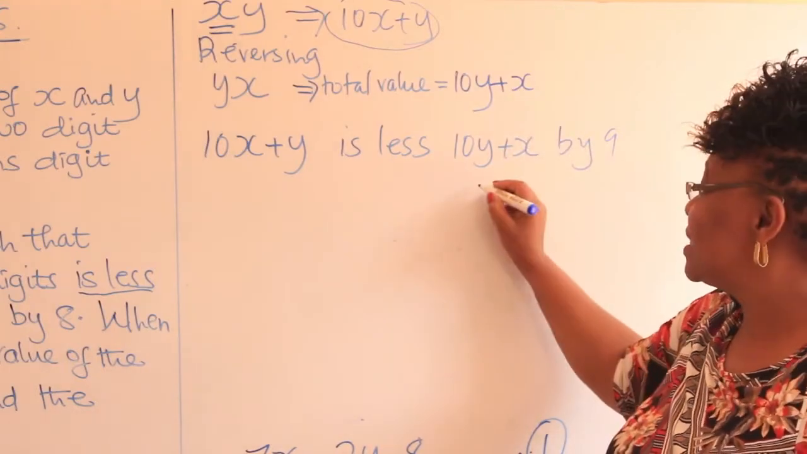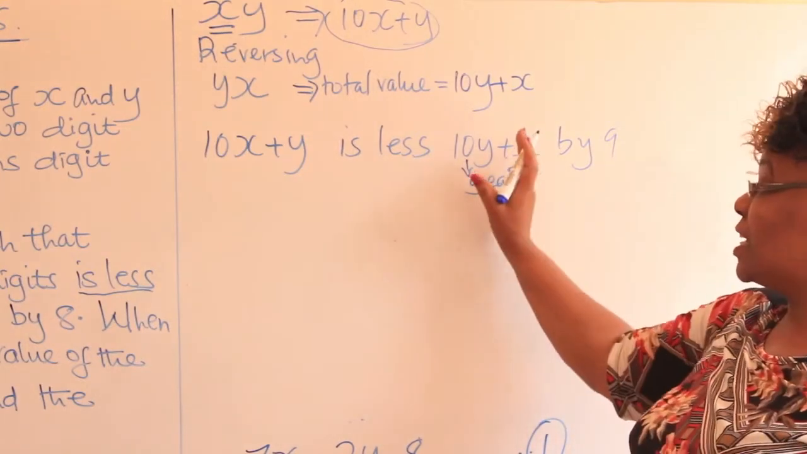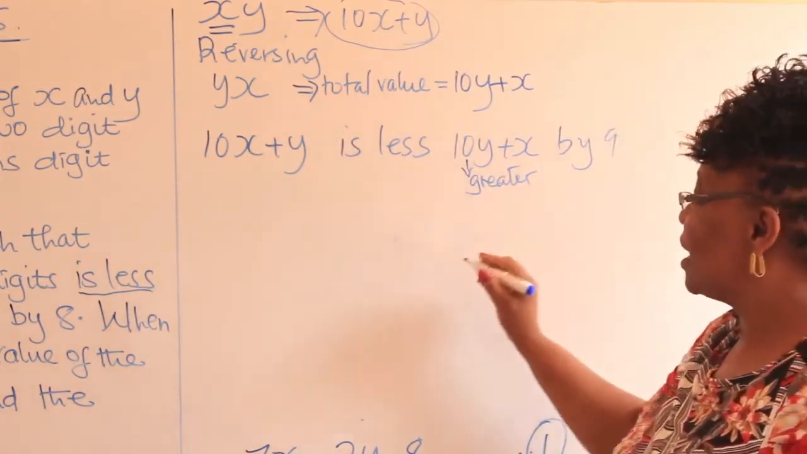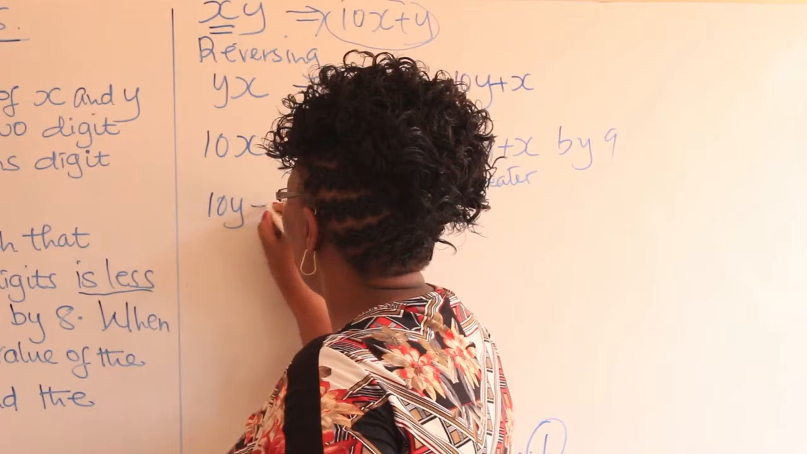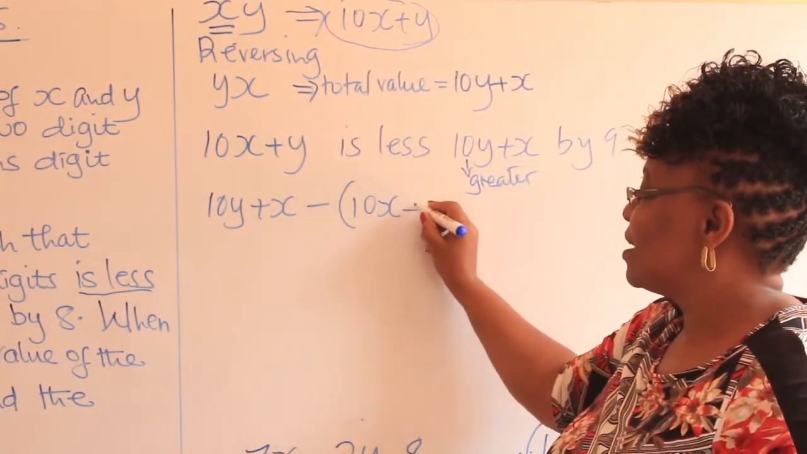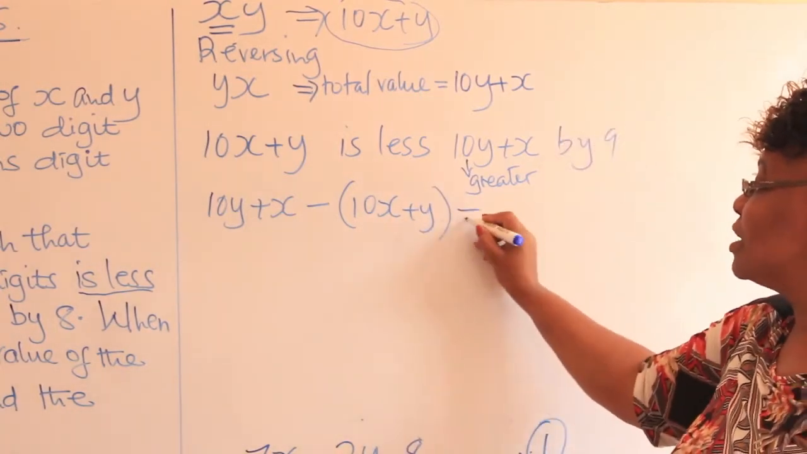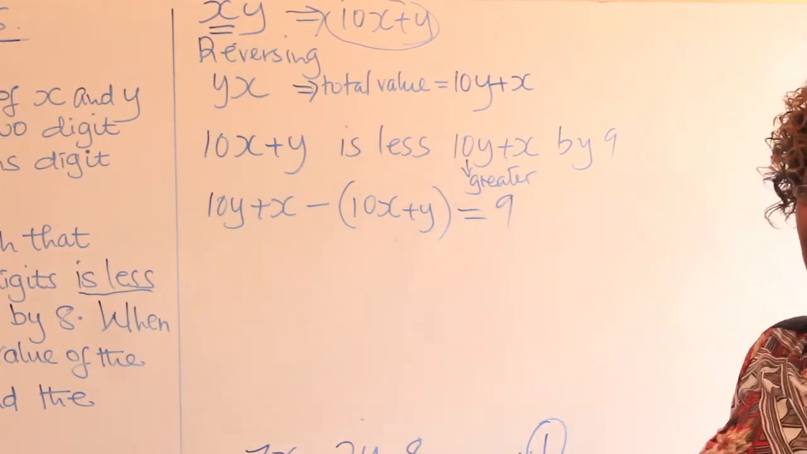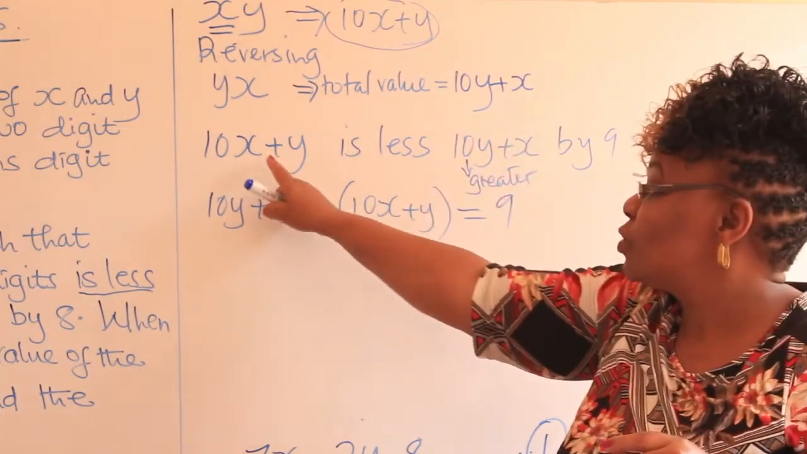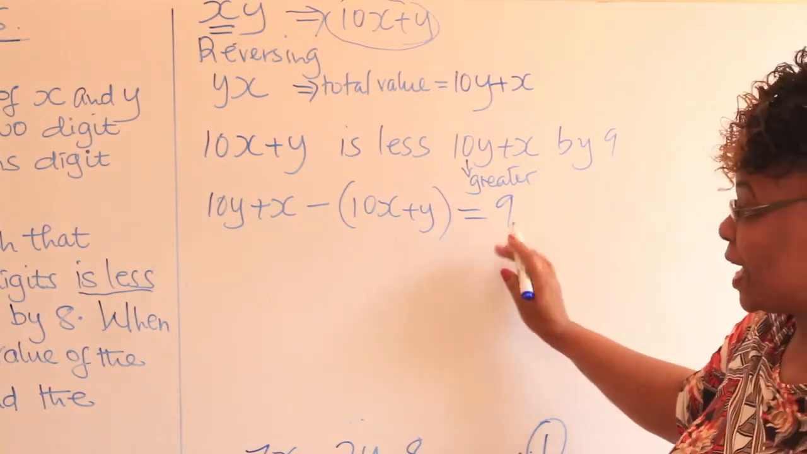So again, it means that this one here is greater. Therefore, taking the bigger number minus the smaller one, you should get 9. The greater number is 10y plus x, minus, and you put a bracket as you are subtracting everything, the smaller number, should give you 9. Get that right: the new value is greater, so you take the new value and subtract the lower value, and the difference should be 9.